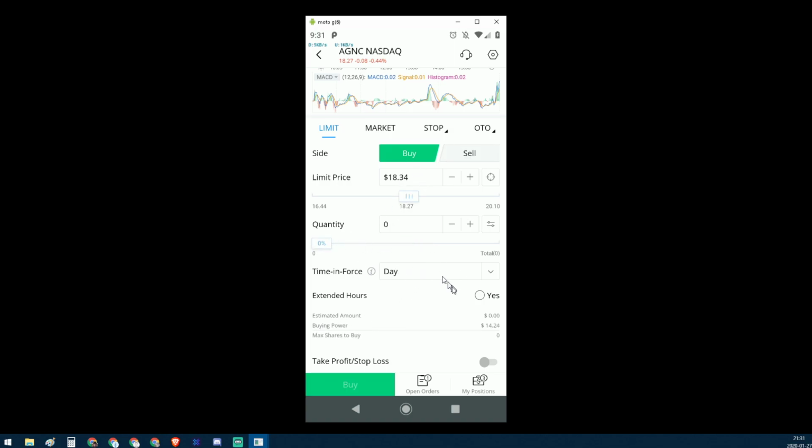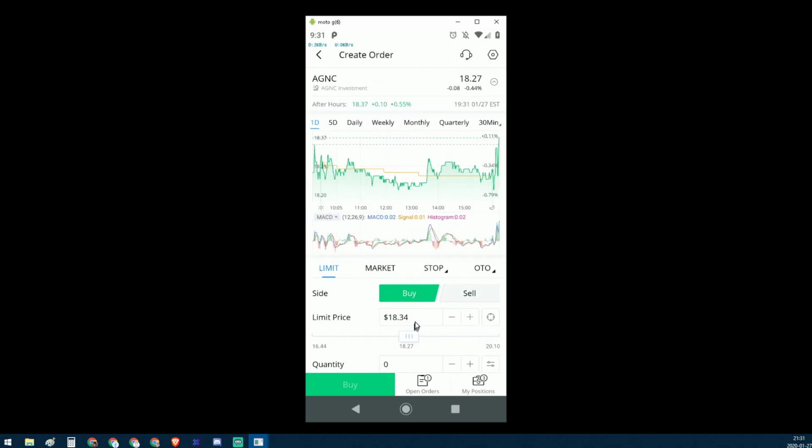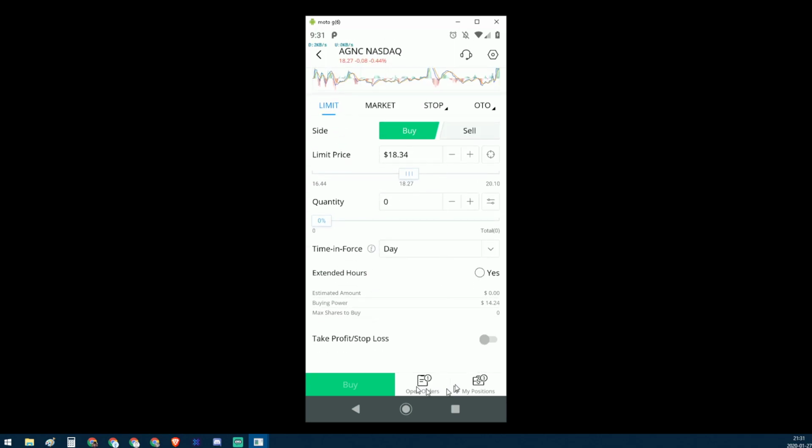You can say how long you want it to be. You can go into extended hours. There's all these features, take profit or stop your loss. You can set those settings on this and kind of automate your process, which is kind of slick for a mobile app. Anyways, you can check open positions, my positions currently, if you have open orders, whatnot, on every single stock that you have.